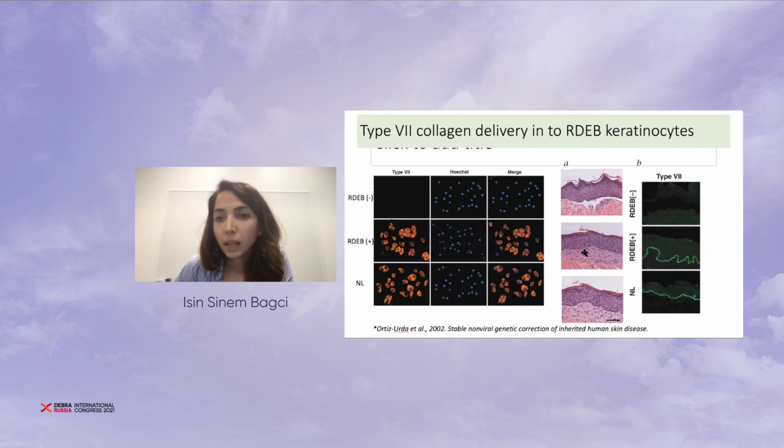Also, similarly here, treated keratinocytes formed an epidermis, attached to the dermis, and expressed type 7 collagen at the basement membrane, whereas non-treated keratinocytes formed an epidermis but could not attach to the dermis and blistered, and those cells did not express type 7 collagen.